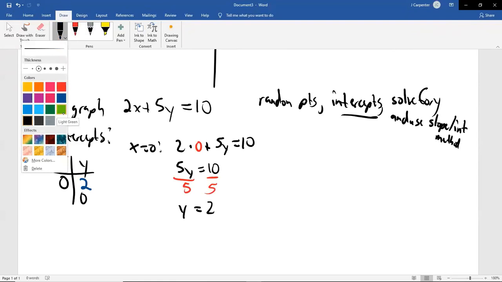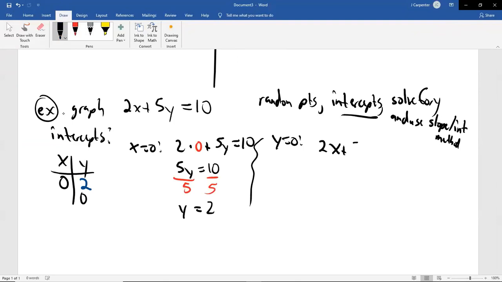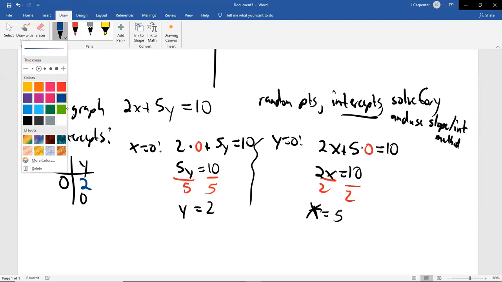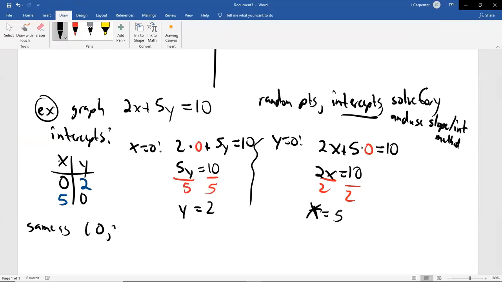All right, now let's try plugging in the y equals 0. So that's 2x plus 5 times 0 equals 10. 5 times 0 is 0, so that goes away. We get 2x equals 10. Divide both sides by 2 to get x equals 5. So that point is 5 comma 0. This is a table of values. That's the same thing as having points 0 comma 2 and 5 comma 0 as coordinate pairs.